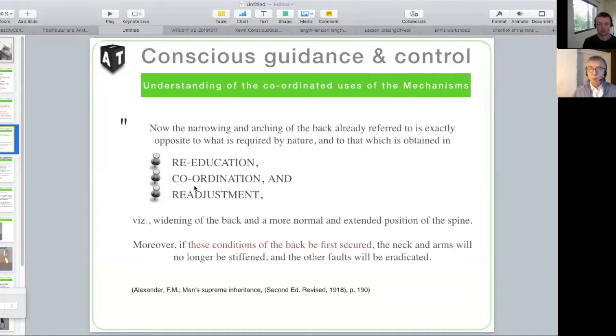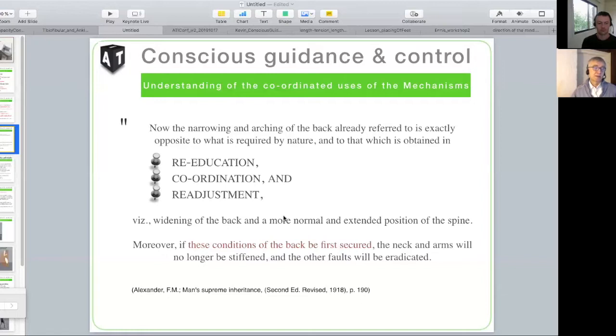So then, when these two steps are established, it's possible to enter into a last level, and the last level is the level of readjustment. And that is, we start with an activity where the torso is objectively shortened, and we have to discuss how the person is going to be able to widen the back and find a more normal and extended, what Alexander called, position of the spine. So this, in fact, is just talk.